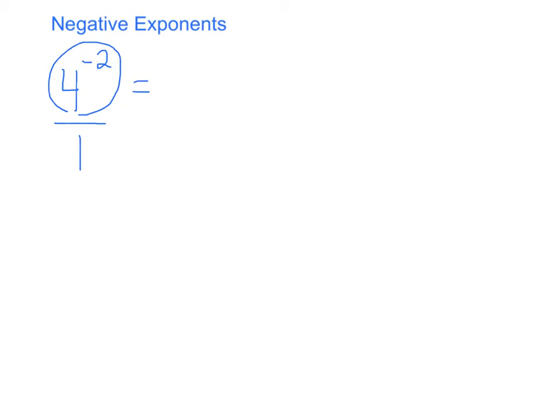If I take the 4 to the -2 and move it to the bottom of the fraction, it makes the exponent positive. Now I didn't flip this. I took this and moved it to the bottom. When I moved it to the bottom, it made this negative exponent a positive exponent. Once I did that, there was nothing left on top. So when there's nothing left on top, there's understood to be a 1 on top.